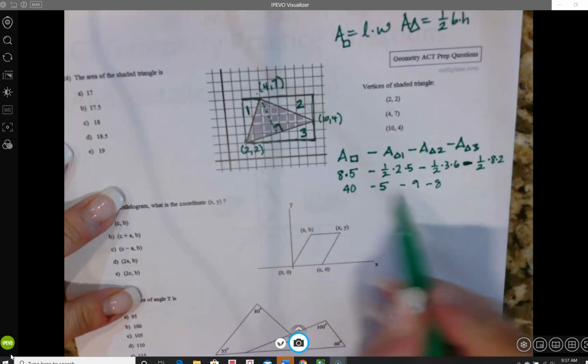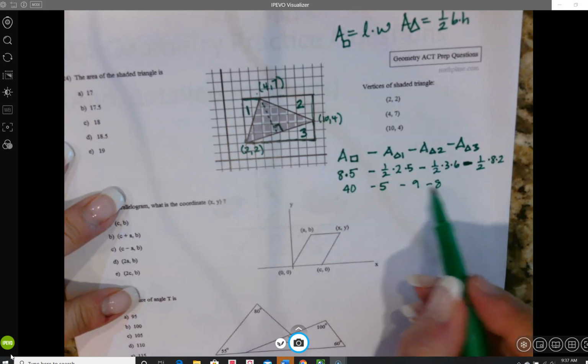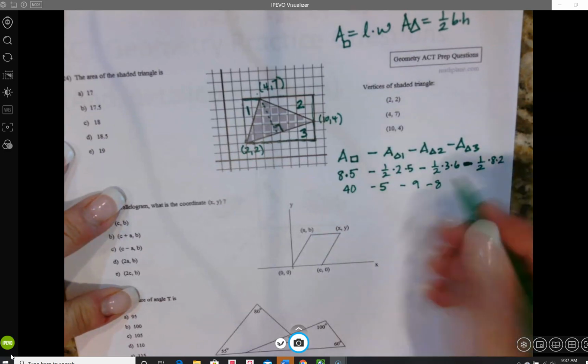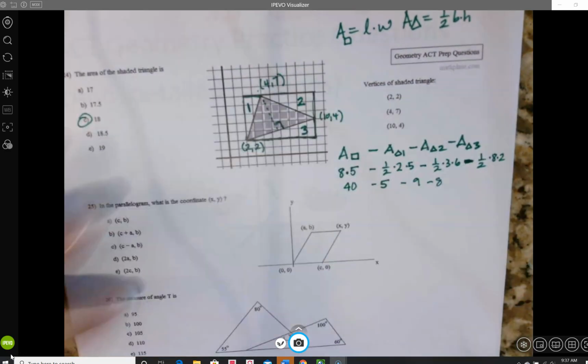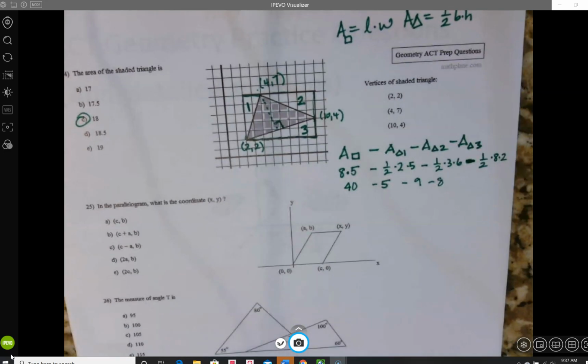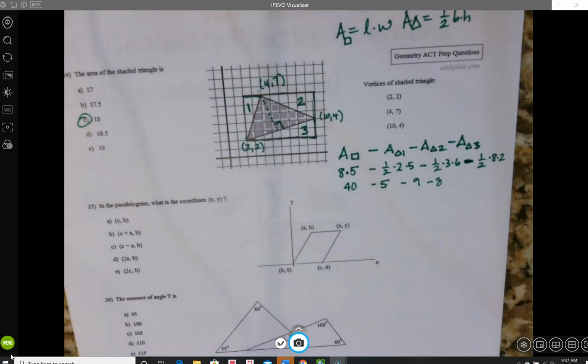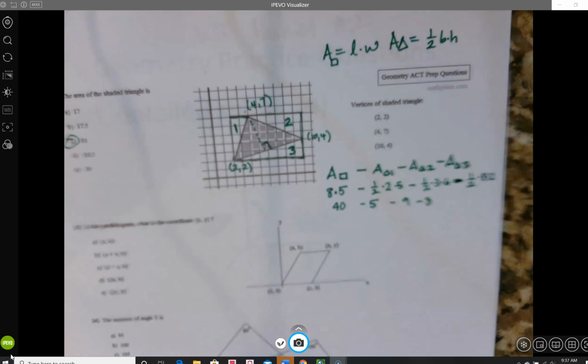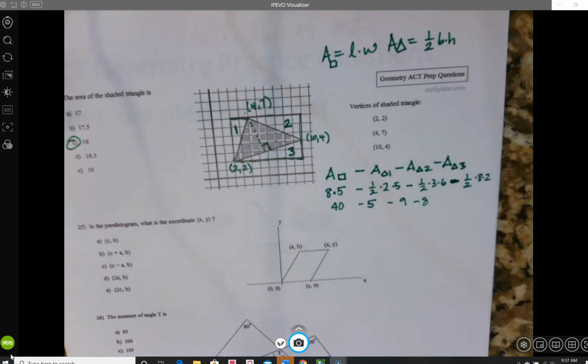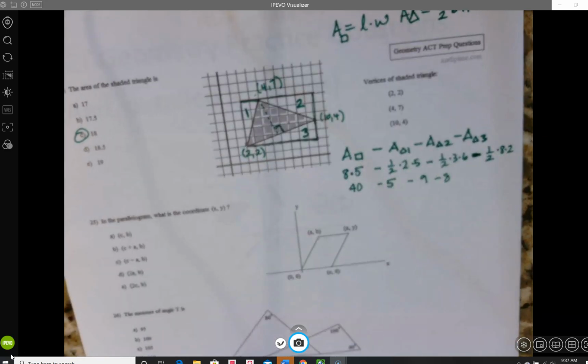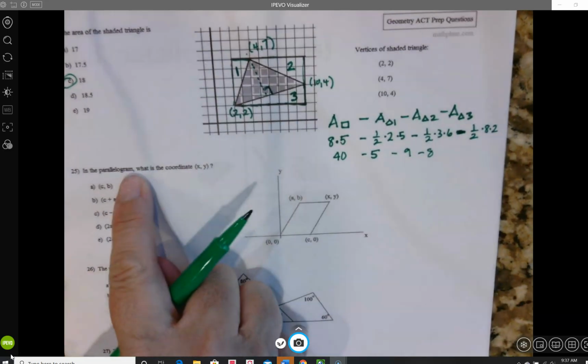So if I go 40 minus 22, I get 18. And let me just check my answer key. And that's correct. Okay, so next one, we have a parallelogram.